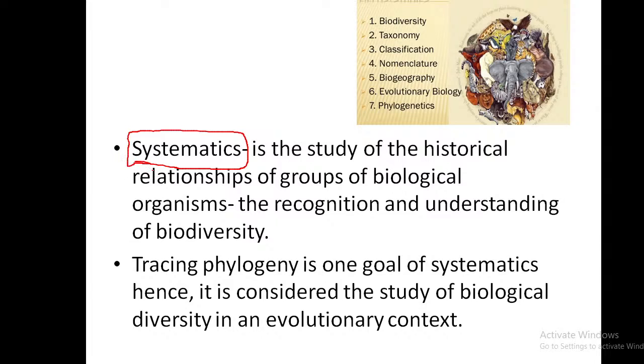If you do on your table or in your cupboard, you keep books on one side, erasers and pencils on one side, then you keep other things, paper or boxes, in one place. That's known as systematic arrangement in your room. So the systematic arrangement of the identified and named organism is called systematics.